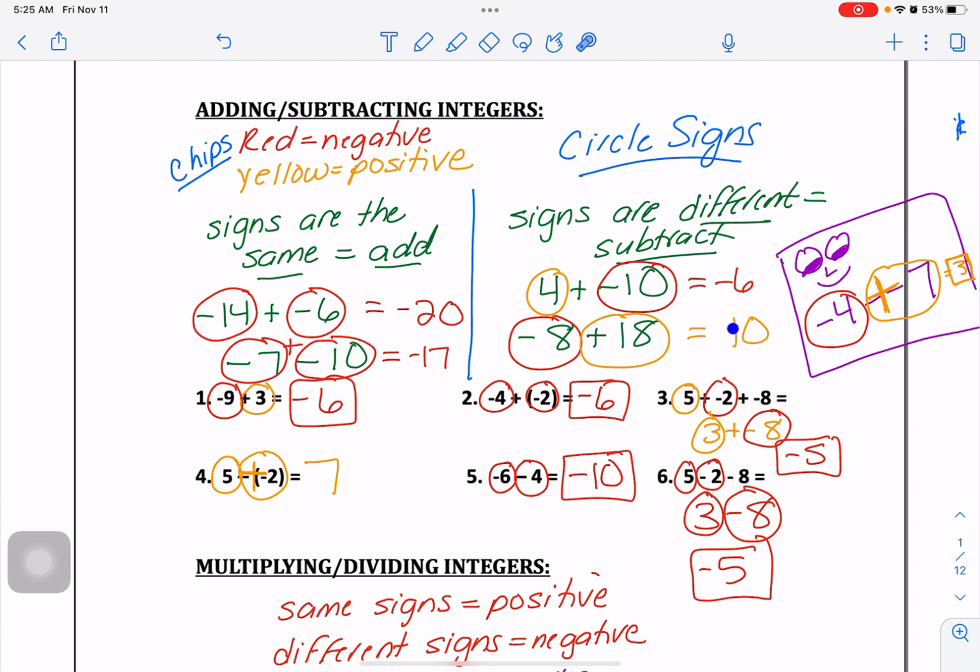But remember, you take the sign of whatever number has the most chips. So in the case of the top one, you had more negatives, so your answer is negative. But in the bottom one, you had more positives, so the answer was positive.